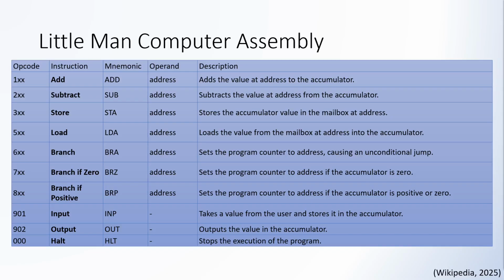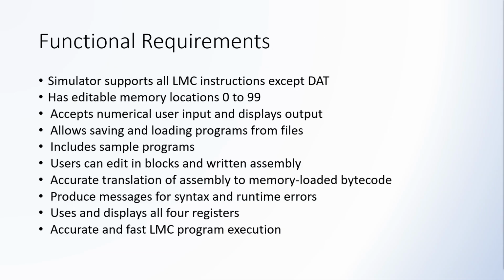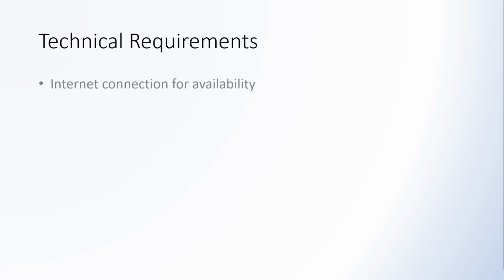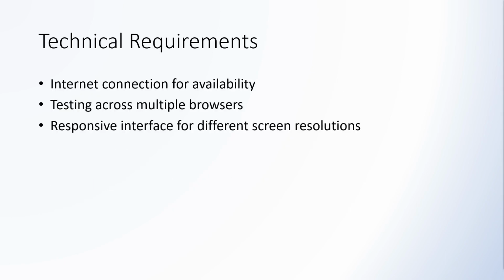The Little Man Computer assembly language uses a 3-digit opcode structure. The first digit represents the operation, while the last 2 digits represent the memory address or data. After considering all content covered thus far, the system has the following functional requirements. These non-functional requirements, and these technical requirements.